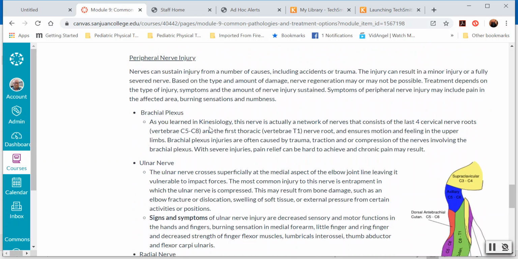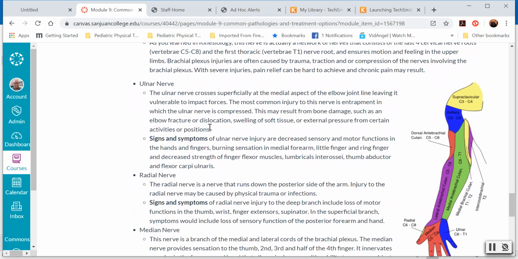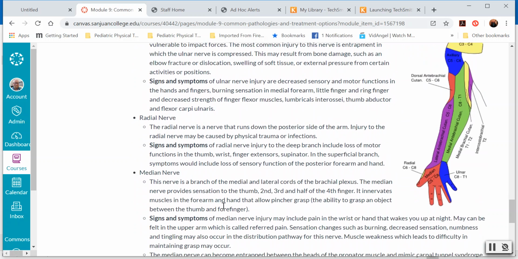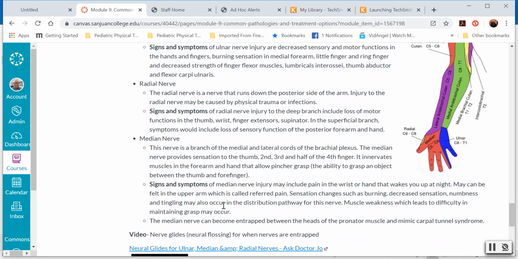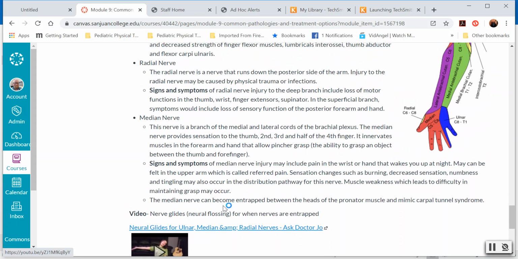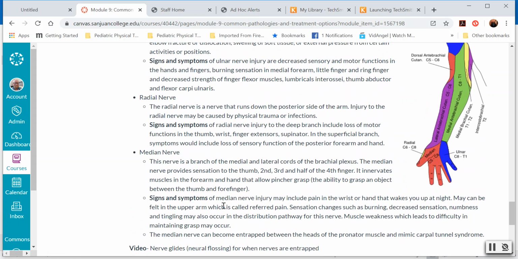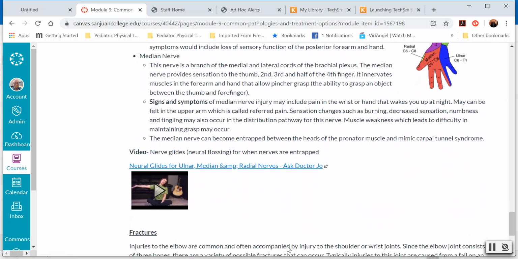Then peripheral nerve injuries. This is just some good information on what you will see from different nerve injuries that you will see in the arm, and the signs and symptoms of those. You, once again, don't need to memorize word for word. You just need to know the general concept and the overall idea. Like if it's radial nerve, it's going to be the thumb and the wrist and the extensors, right? And anything on the back of the hand that will be affected and that kind of stuff.